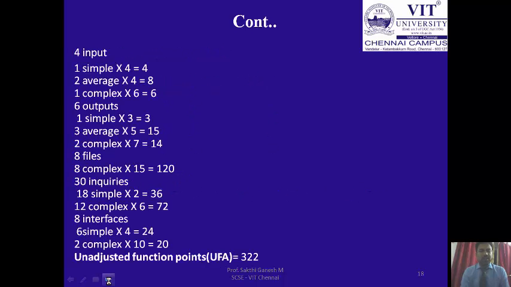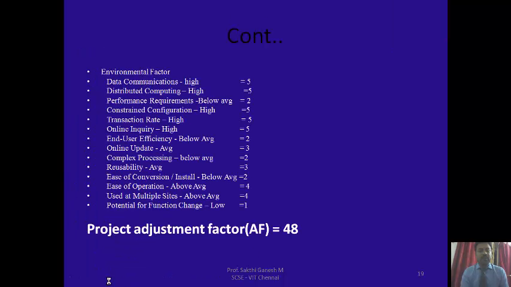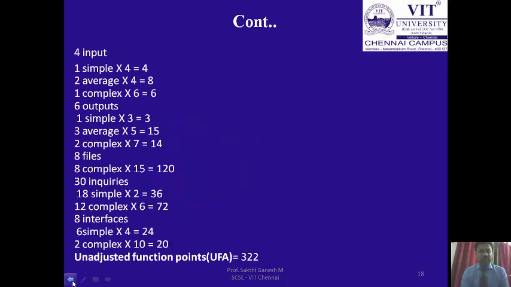Based on this, we do the math. For the 4 inputs, we take the reference table values for simple, average, and complex, multiply them by the counts, and total them. Similarly we do this for the files, inquiries, outputs, and interfaces. At last, by overall summation, we get the analysis function point as 332.